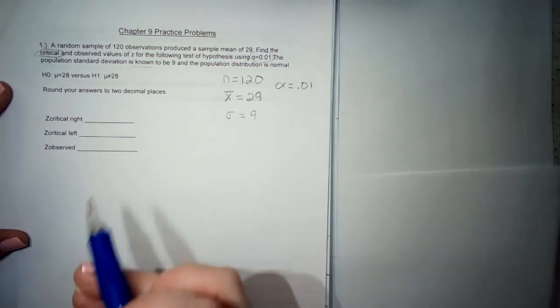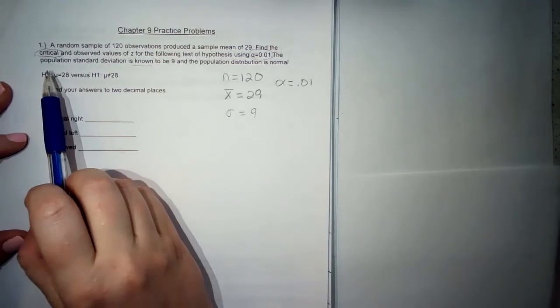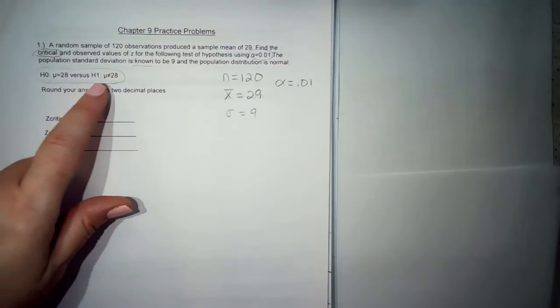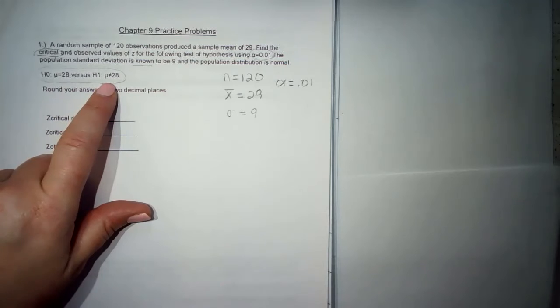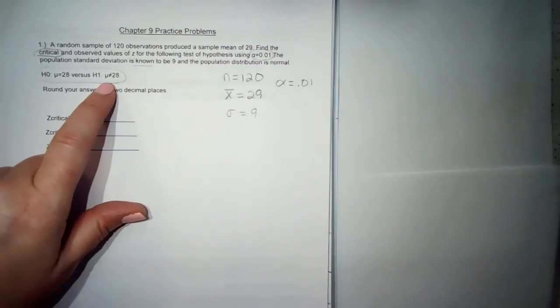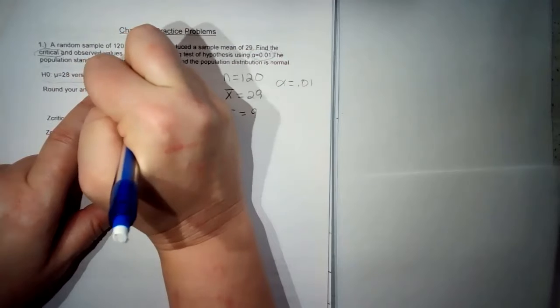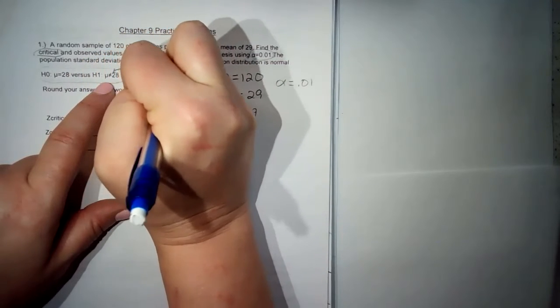Now I still need to know what kind of test I have. Turns out they gave us the null and the alternative. They're baby stepping us in. I can't tell anything by the null, but let's look at H1. So what kind of test does this tell me I have? Two-tailed. This is a two-tailed test. Okay, so now we're ready to go.